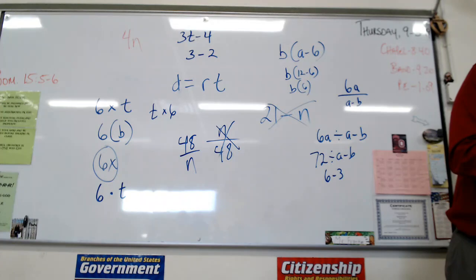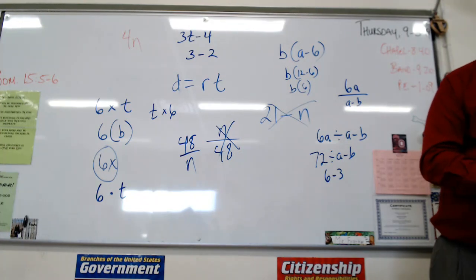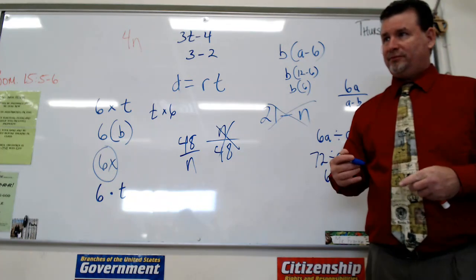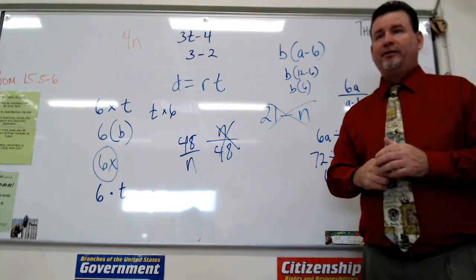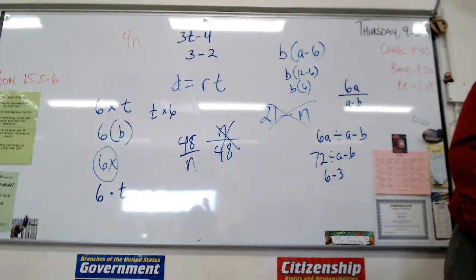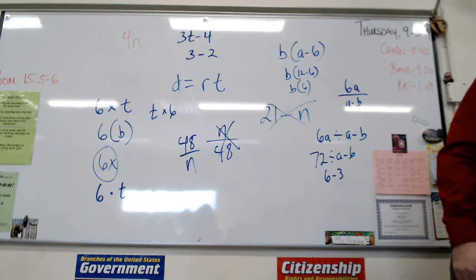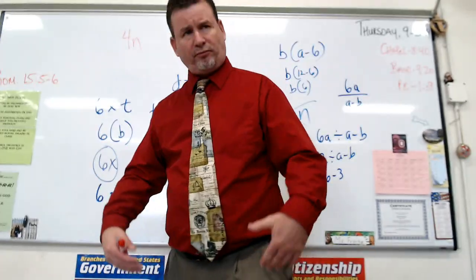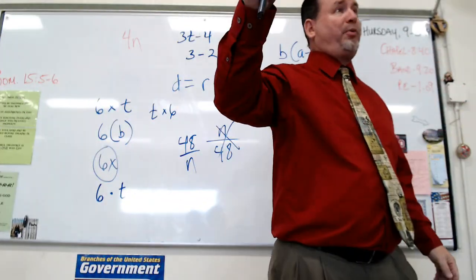Next, 5 plus 13 is a numerical expression. Variable expression is the big one.